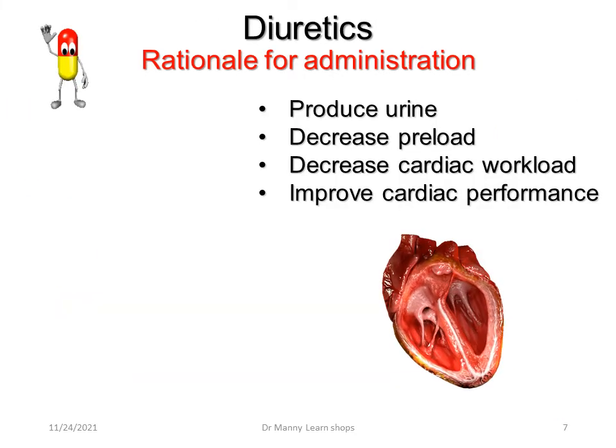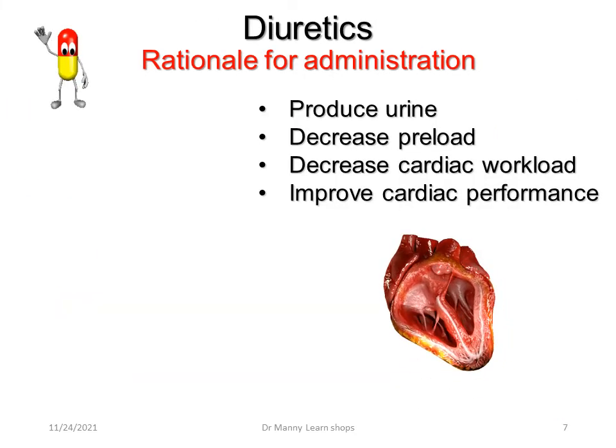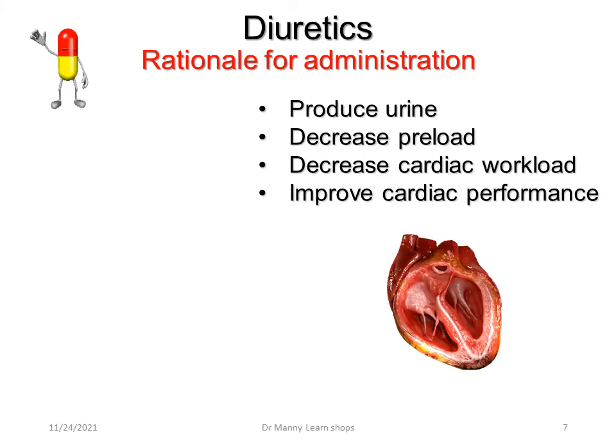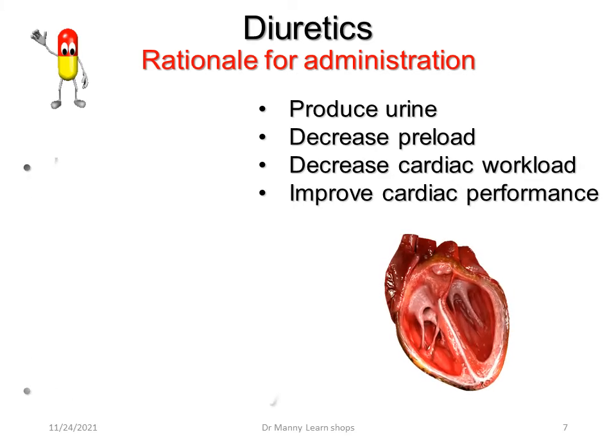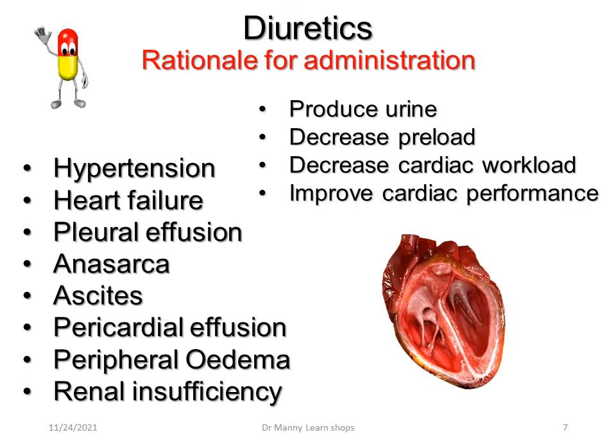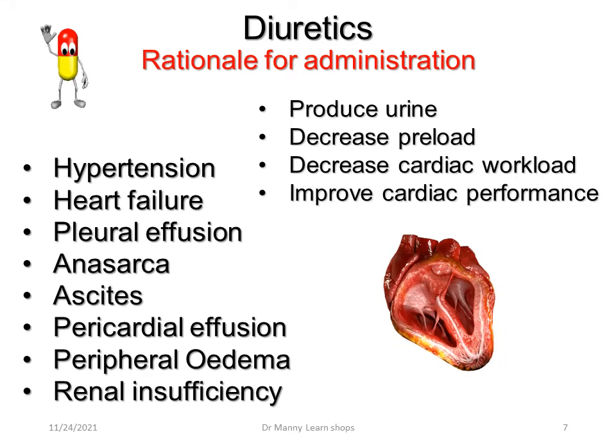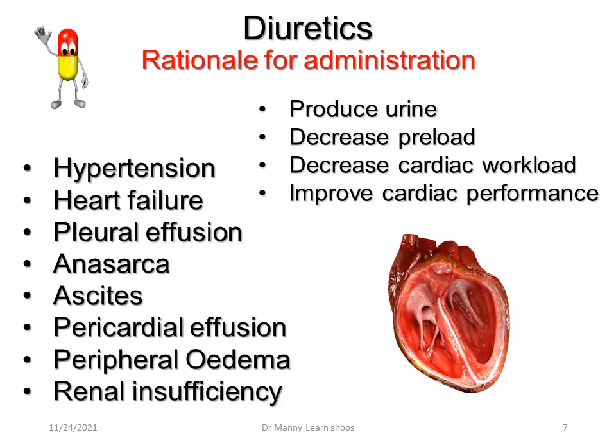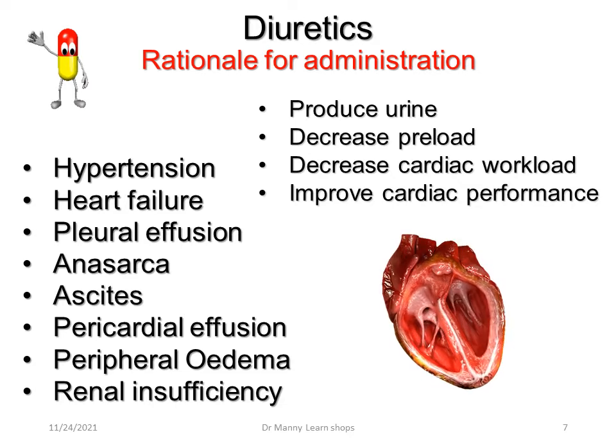Now the diuretics that we'll be looking at, we're looking at the rationale for administration. Well, the rationale for administration of diuretics basically is to produce urine, which decreases preload or the circulating blood volume, which decreases cardiac workload and improves cardiac performance.